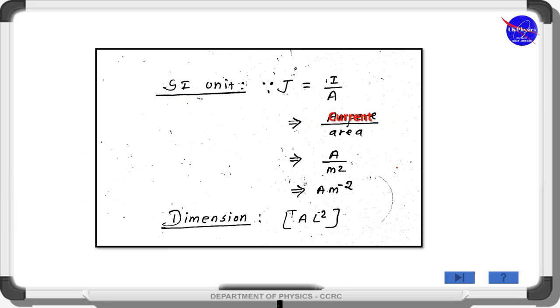There is some discussion about the SI unit and dimensions. I hope you are already familiar with this expression. J is I by A, I is current, A is area. So finally we have this, and this is the dimension, which is always put inside the square bracket. A is one of the seven fundamental units, and m minus 2 is just length minus 2. This is about the dimension of current density.